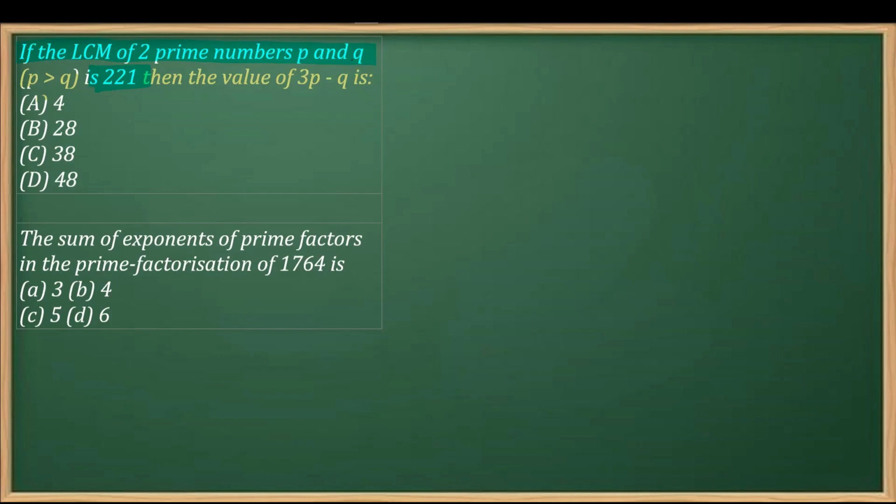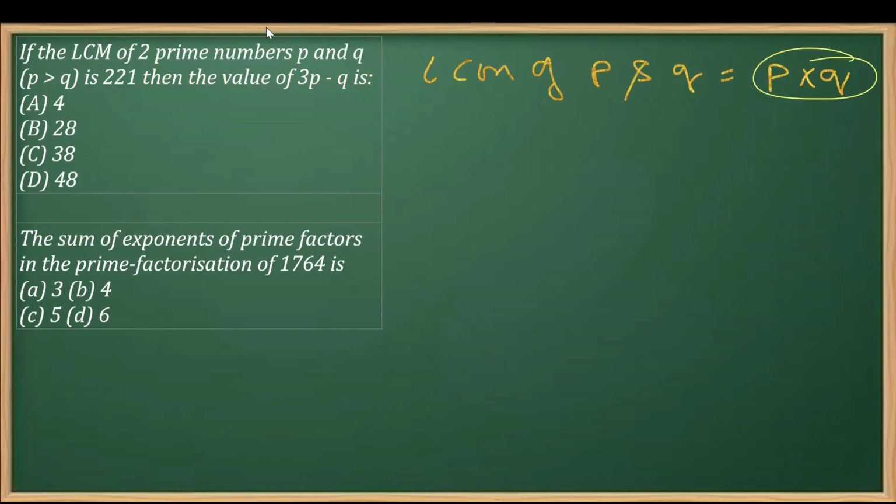Now, what you should know here is that these are prime numbers, right? So the LCM of prime numbers like P and Q is always the product of the numbers. I repeat, the LCM of two prime numbers, as you know, two prime numbers are co-prime, they do not have any common factor between them. So their LCM is what? The product of the numbers. So we can say from here that P into Q is equal to the LCM, and the LCM is given as 221.